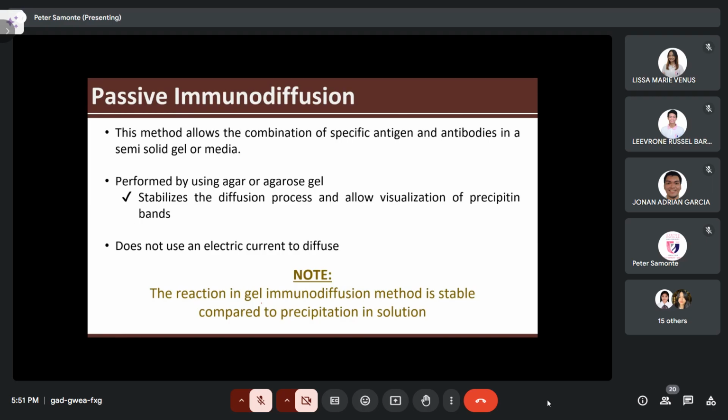Now, this reaction in the gel immunodiffusion method is stable, class, compared to precipitation in solution. The reason it is more stable, class, is because you are using a semi-solid media. Compared with doing it in a solution, like the ring layer earlier, this is more stable because you have a fixed media, or you use a fixed support.